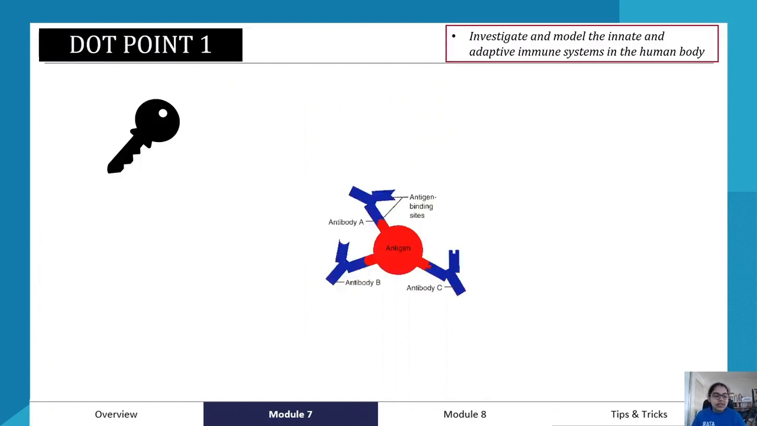So how does the adaptive immunity actually work? Essentially, think of it this way. Firstly, we've got an antigen. Now, the antigen is present on the cell surface, on the surface of the pathogen. And we want to create antibodies to the antigen so that we can send out antibodies in our body, and we can use that to actually identify and capture the antigen.